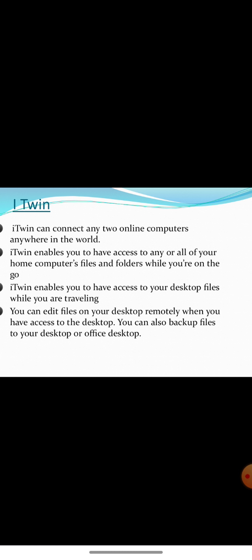iTwin can connect any two online computers anywhere in the world. It means we can transfer files from one system to another system if they are connected through the internet, or online. iTwin enables you to have access to any or all of your home computer's files and folders while you are on the go. If you are traveling, you are able to access all files or folders from your home computer by using iTwin.